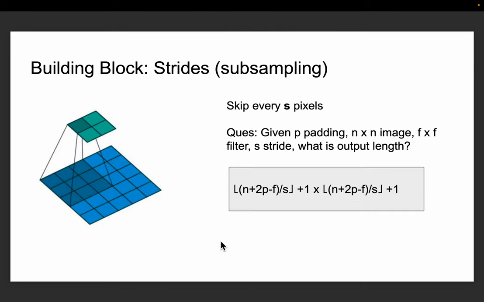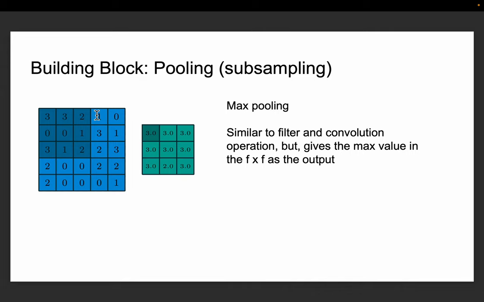So the idea is: can we skip every S pixels? In this case, you can see that I am skipping. I get this 3x3 filter applied here, I get one output, and then I skip two pixels. My filter is applied to these last three columns, and I get another value. So I've skipped two pixels, and S will be 2 here. And then we looked at the size. We also discussed max pooling and average pooling, so pooling layers. The idea here is that instead of multiplying with the filters, we just pick up the maximum value or the average value in the set of pixels that the filter is applied over.